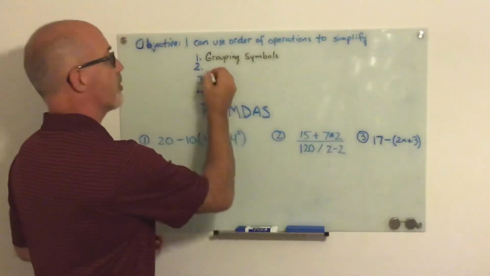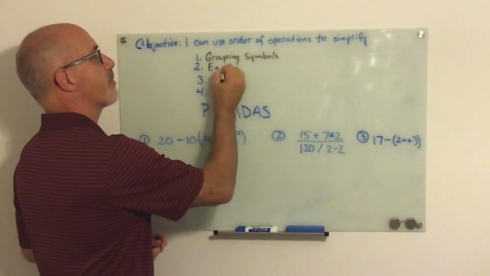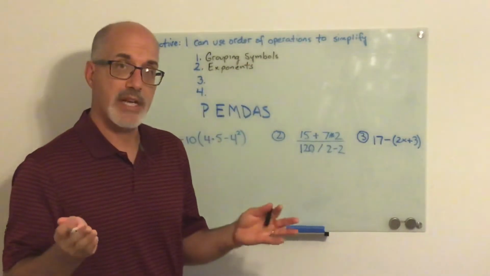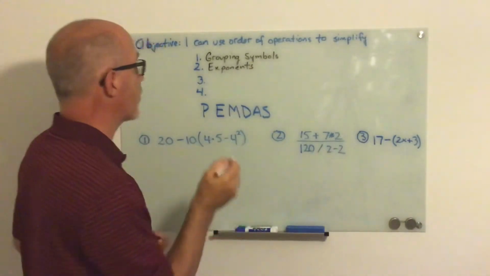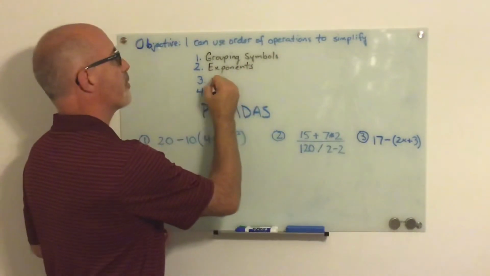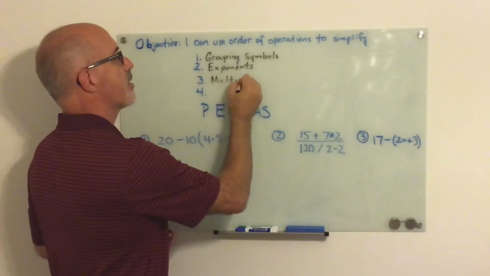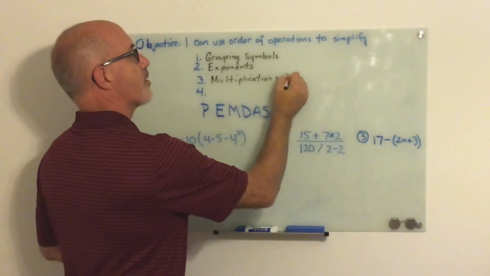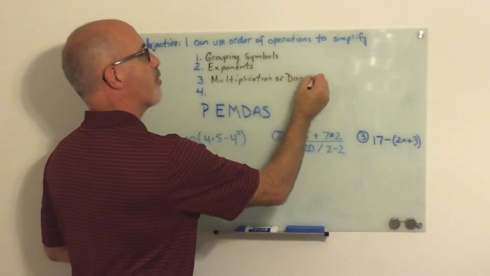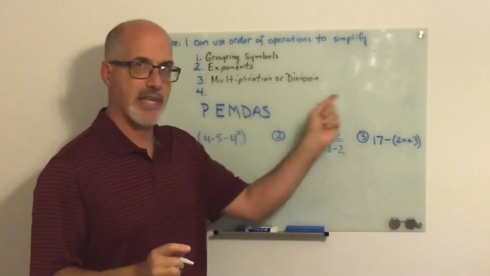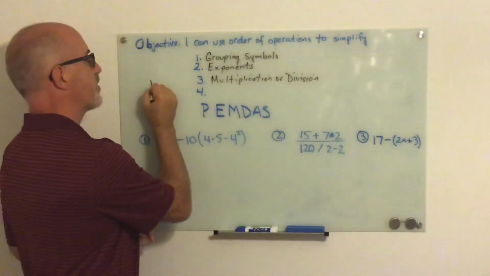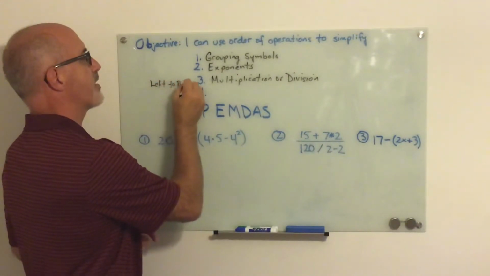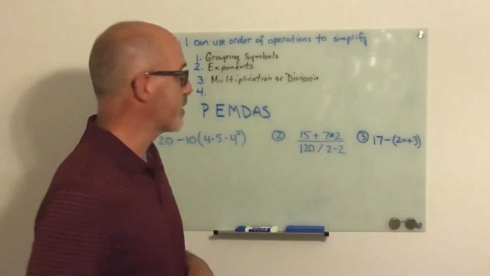The next thing we want to do is simplify exponents. After that, we have pairs that come up, and those pairs we do from left to right. The first pair is multiplication or division. Now be careful, because it's not that multiplication comes before division. They're on the same order. They go left to right. So whichever one comes first on the left, that one is the one we start with.